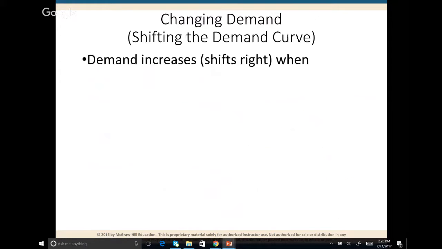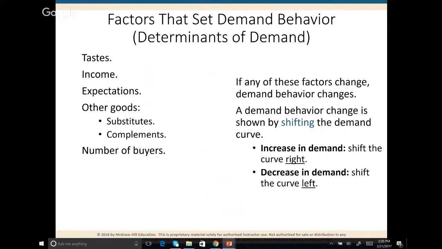There are a couple of factors that can shift our demand curve. We can also call these five factors our demand shifters. So anytime these five factors change, we're going to shift our demand curve. The factors are taste, income, expectation, price of other goods, and also number of buyers. So let me add price over here. It's the price of other goods. And then when it's increasing your demand, you'll be shifting to the right. When it's decreasing your demand, you'll be shifting to the left.